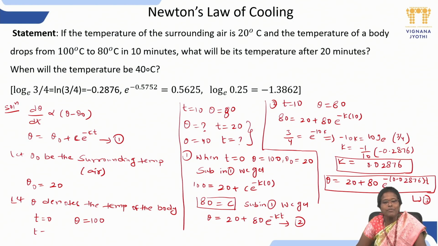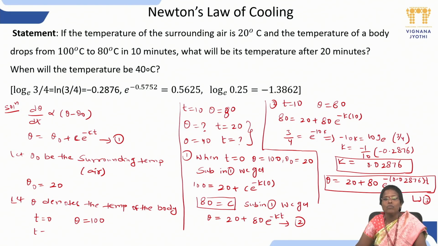Now, with the help of the first condition, when t equals 0, temperature theta is 100. I have substituted in equation 1. With the help of the first condition, I am able to find the constant C. What is the constant C? I got 80. Again, I am going to substitute this in equation 1. So, theta equals 20 plus 80 into e power of minus kt.